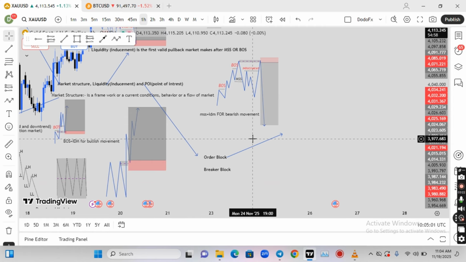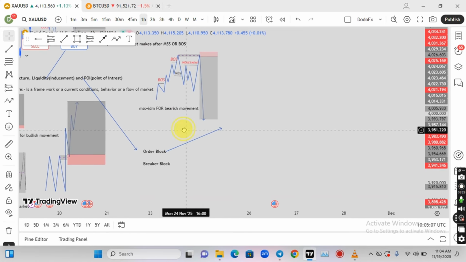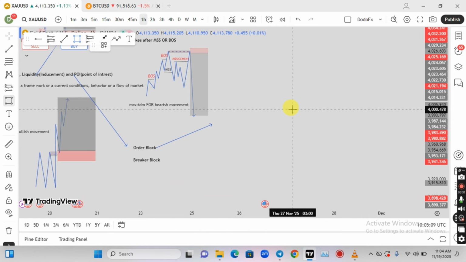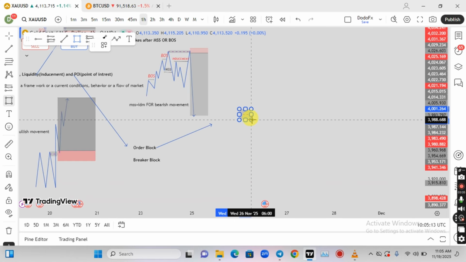So on order block, we have two types of order block. We have the bullish order block and we have the bearish order block. That's what we'll be looking at right now. The bullish order block is what we use when we're trying to take our buy limits, while the bearish order block is what we use for our sell limits.